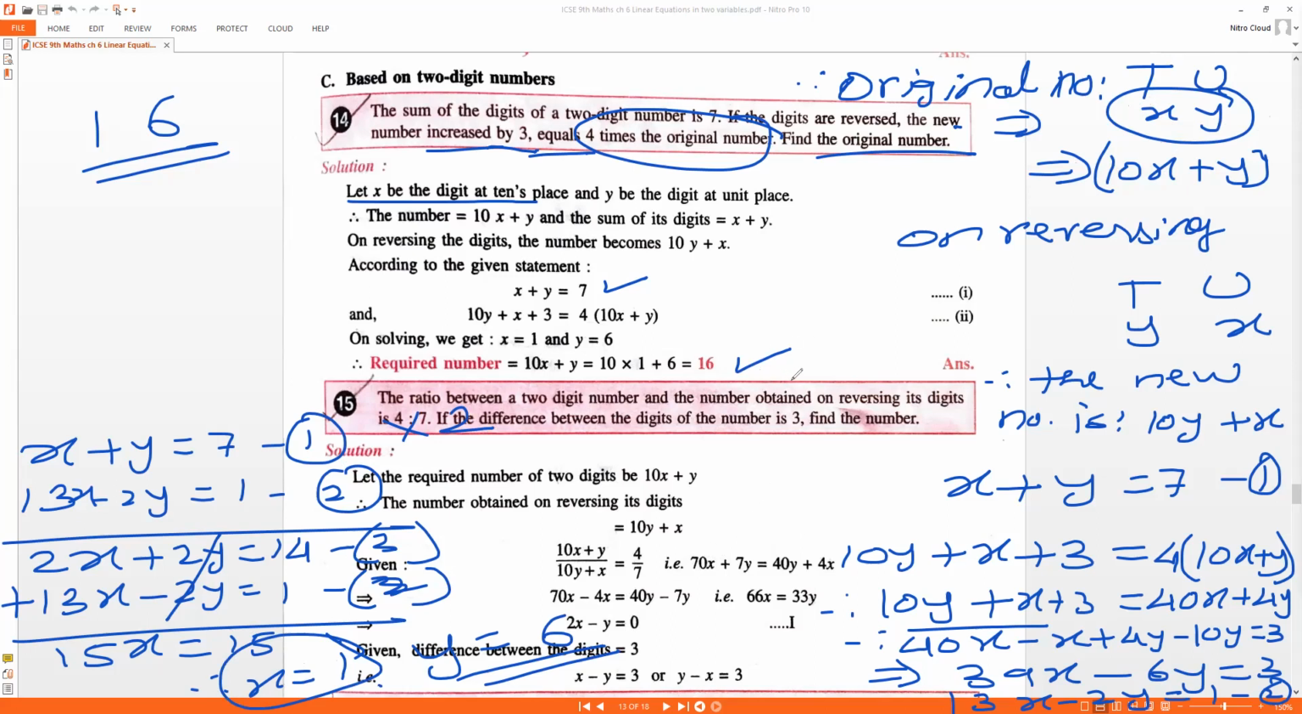Everybody's answer should be 16, not 61. 61 will be the new number on reversing. That is not the correct answer. They have asked us the original number. So it doesn't matter what you do, but the final answer should be the same.